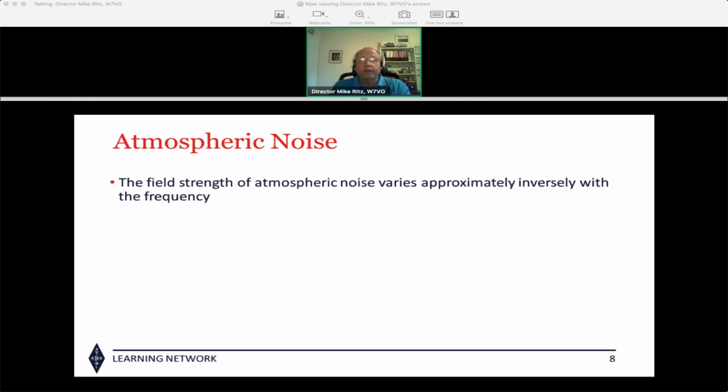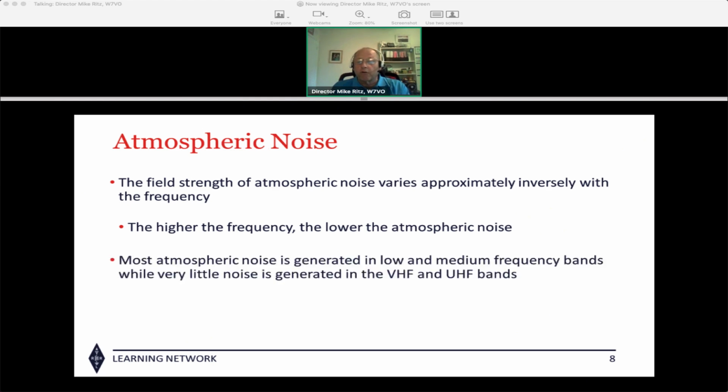Keep in mind also, and this is an important point, the field strength of atmospheric noise does vary approximately by the inverse of the frequency. The higher the frequency, the lower the atmospheric noise. So 160 meters will be our noisiest band. If you get down into the 400 kilohertz, 200 kilohertz band, it should be even noisier. 80 meters is somewhat less noisy, and you work your way up to 10 meters. And on 10 meters, you'll notice you won't hear a lot of noise.